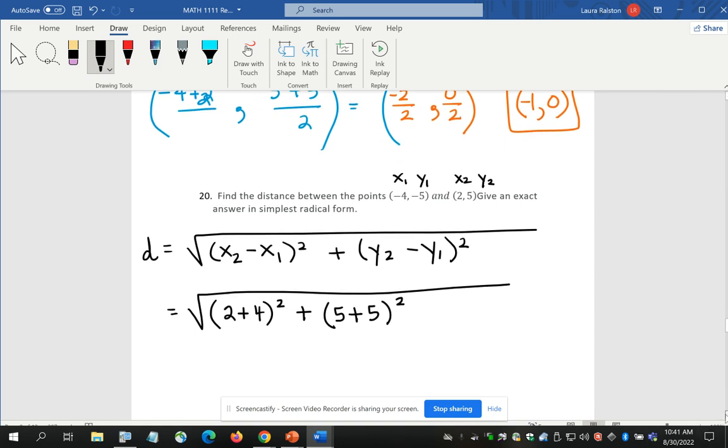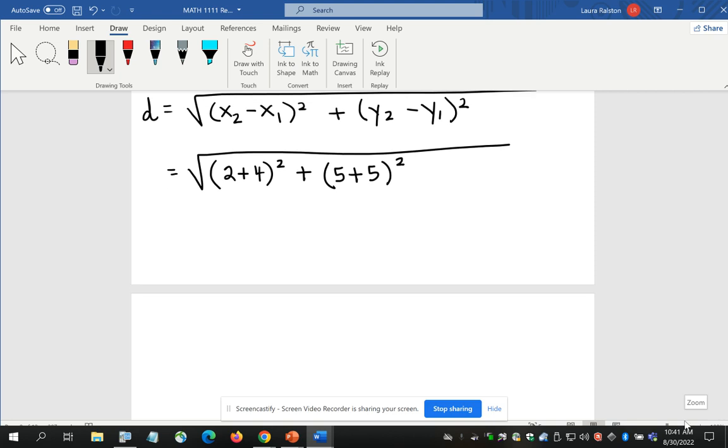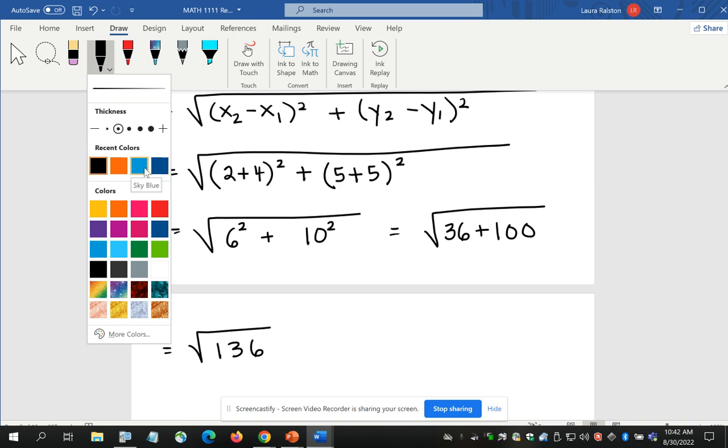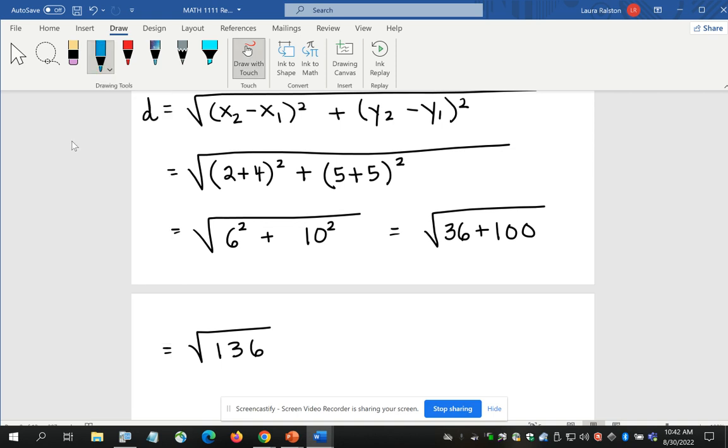And then I got to do the math. Okay, so we have 2 plus 4 is 6 squared plus 5 plus 5 is 10 squared. 6 squared is 36. 10 squared is 100. So that gives me the square root of 136. Now it does say to leave your answer in radical form, but it also says in simplest radical form. So I need to make sure I don't have a perfect square in here.